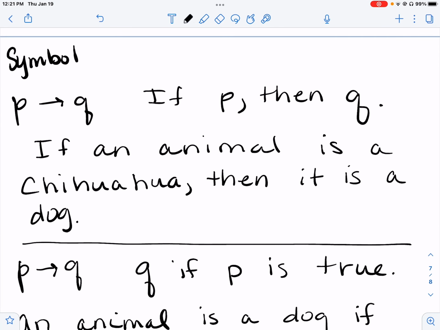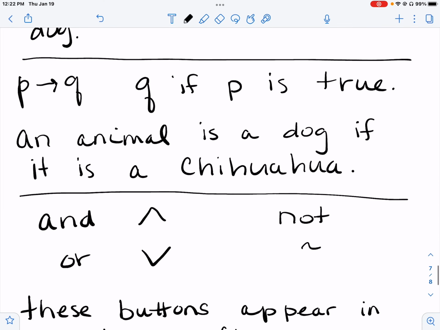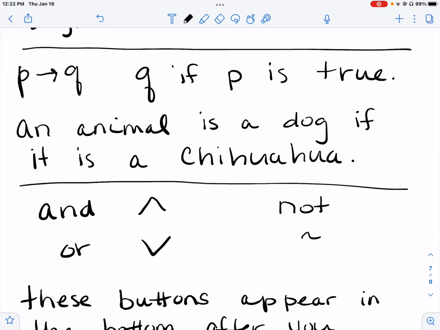The symbol P arrow Q means if P, then Q. If an animal is a chihuahua, then it is a dog. Another way to think about it: Q happens if P is true. An animal is a dog if it is a chihuahua.